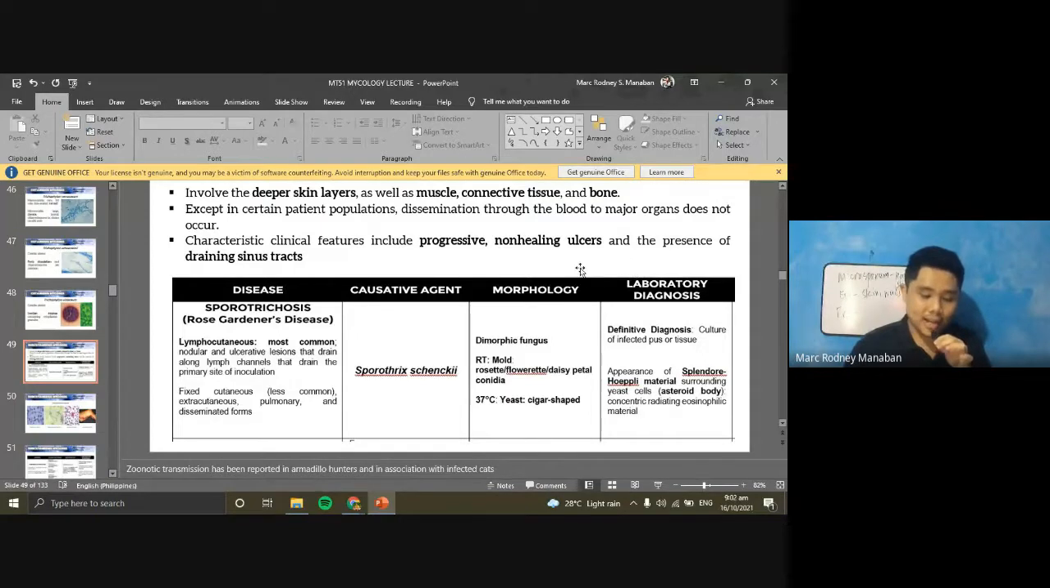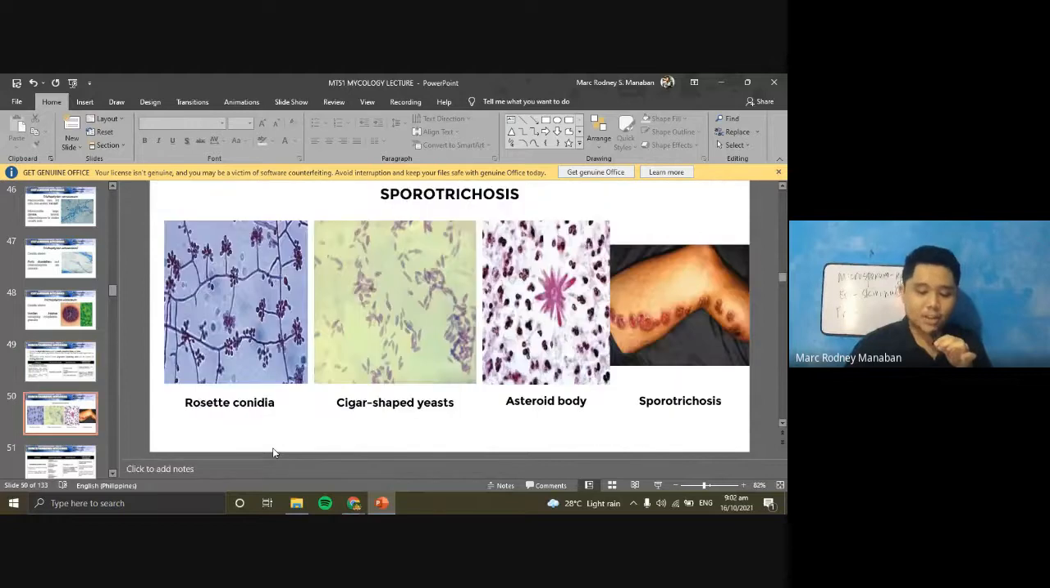Alright. There have been zoonotic transmissions reported from armadillos and infected cats. So it's possible. Zoonotic meaning you touched an animal, a pet, and you got it from there. But generally, the mode of transmission, or where the infection is acquired, is through traumatic implantation or introduction of the organism to your skin. Alright? Okay. Now here are some pictures.